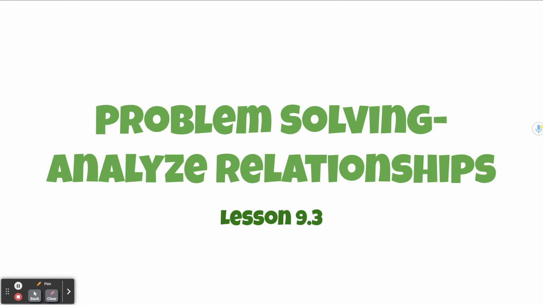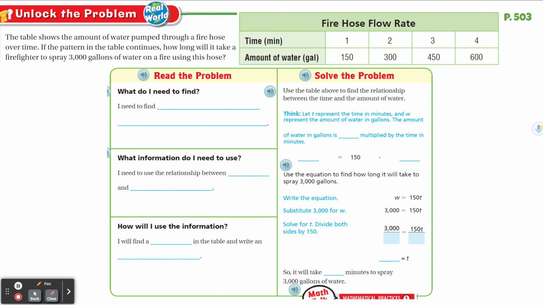Today, we are going to be moving on to lesson 9.3. This lesson is all about problem solving and analyzing the relationships between variables. So, this lesson really just builds upon what we've done all in chapter 9 so far about looking at the relationship between variables and using graphs. And today, we're going to see how we can use all of that information to solve word problems. So we are on page 503, so take a second to make sure you are on the correct page.